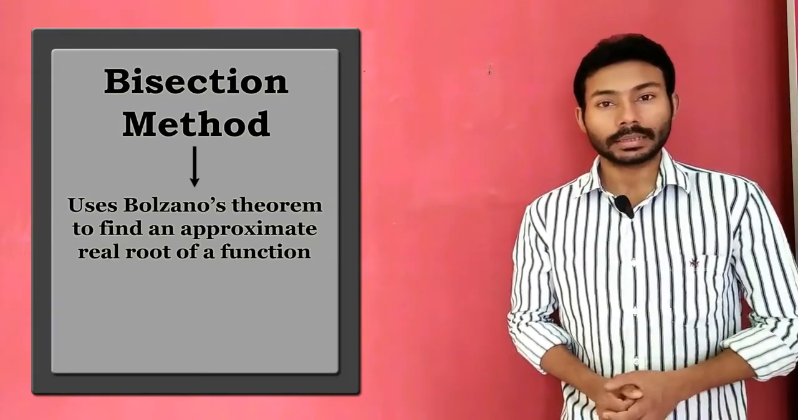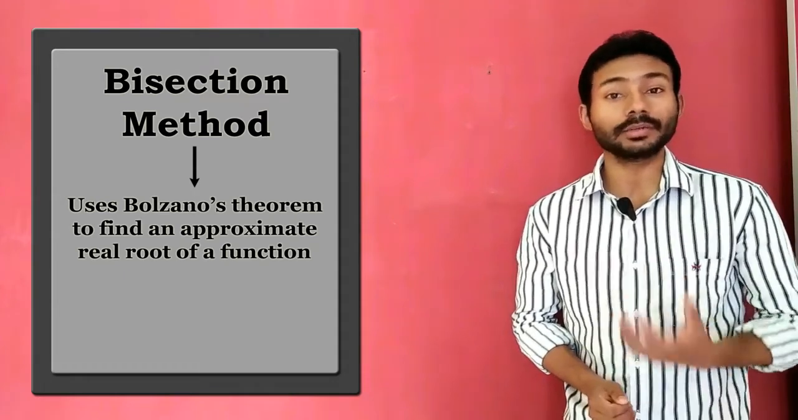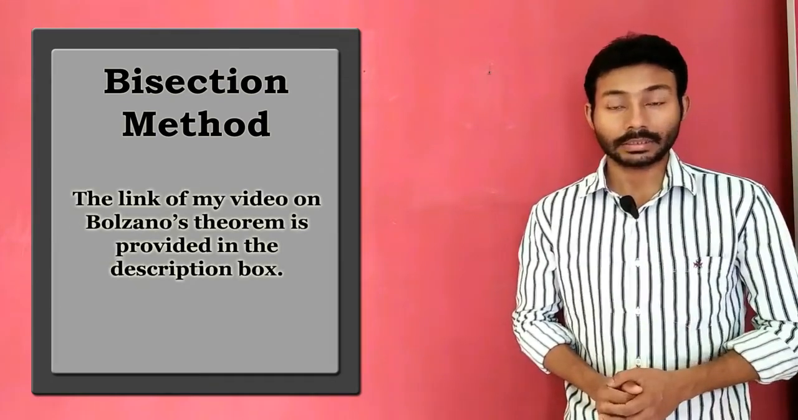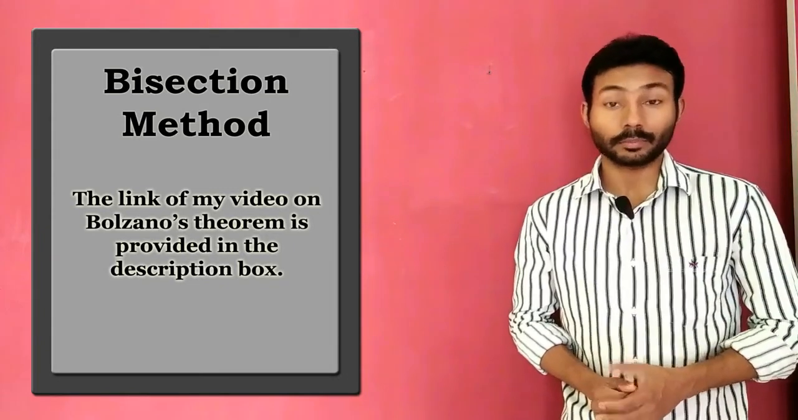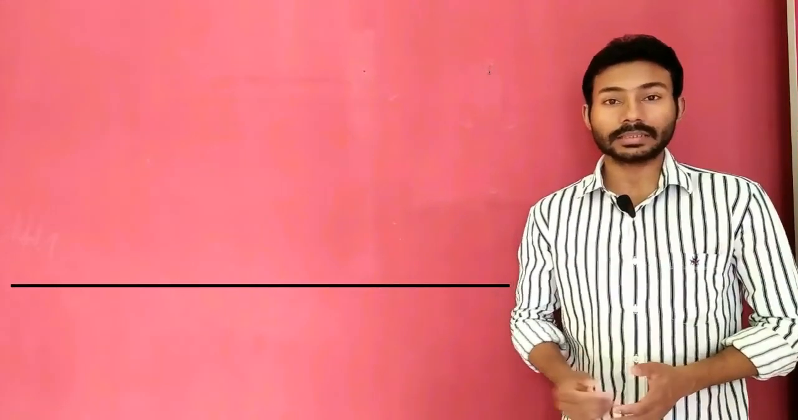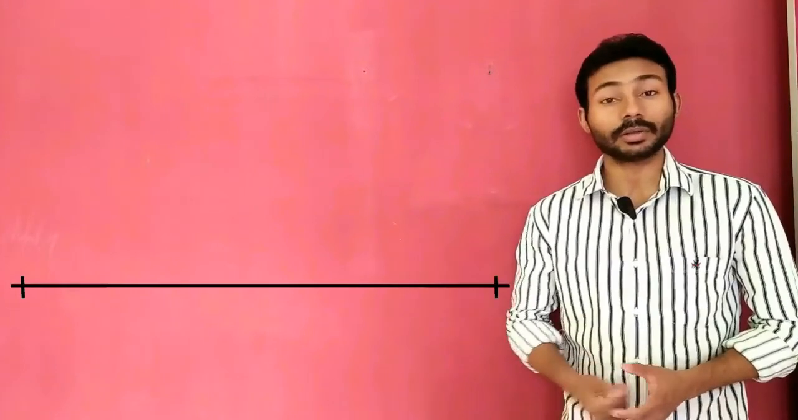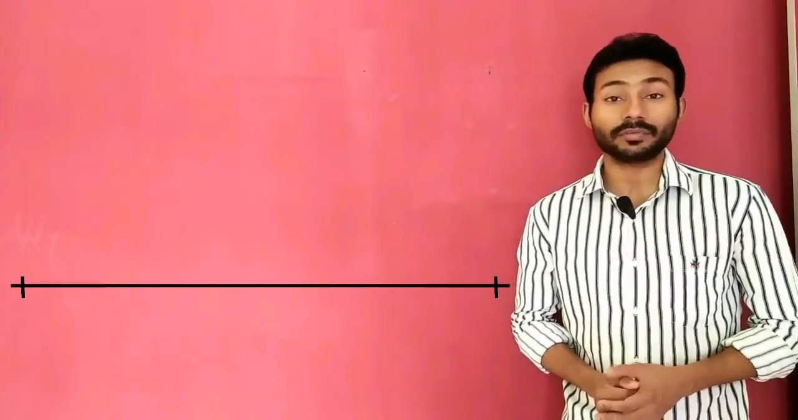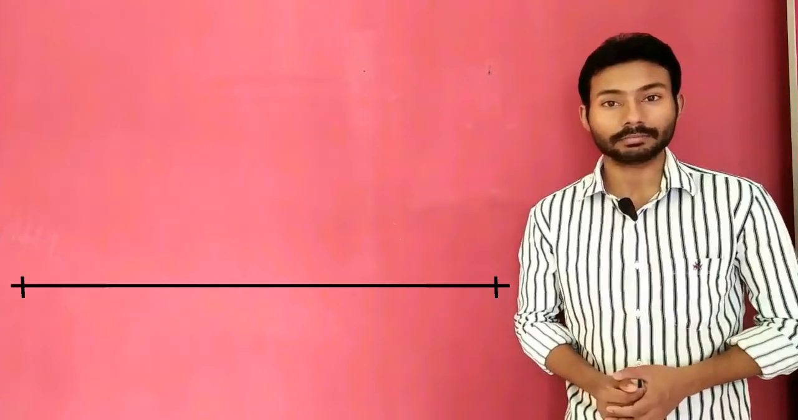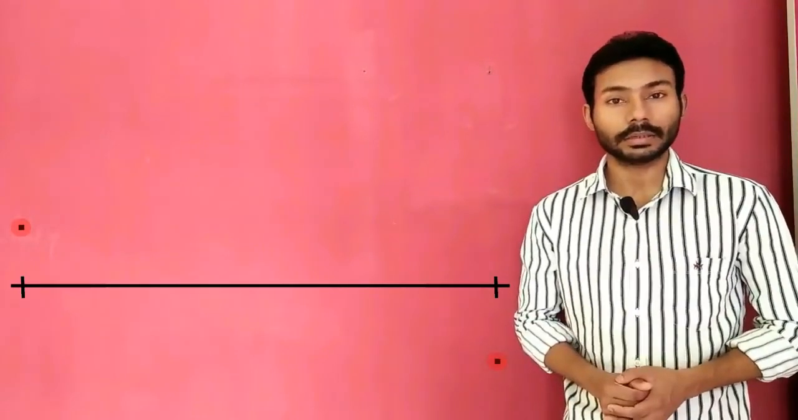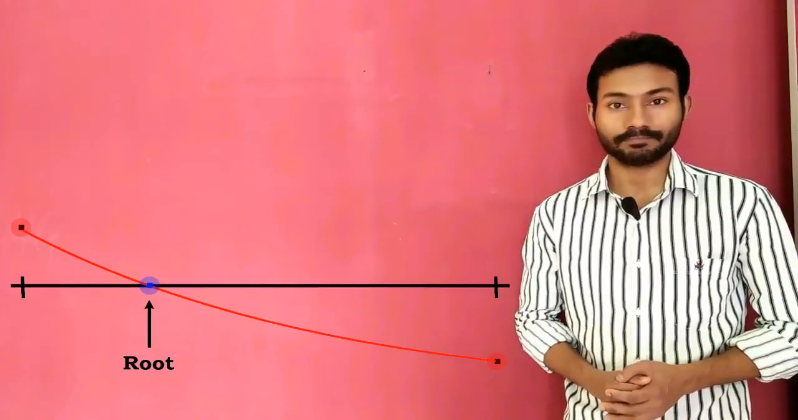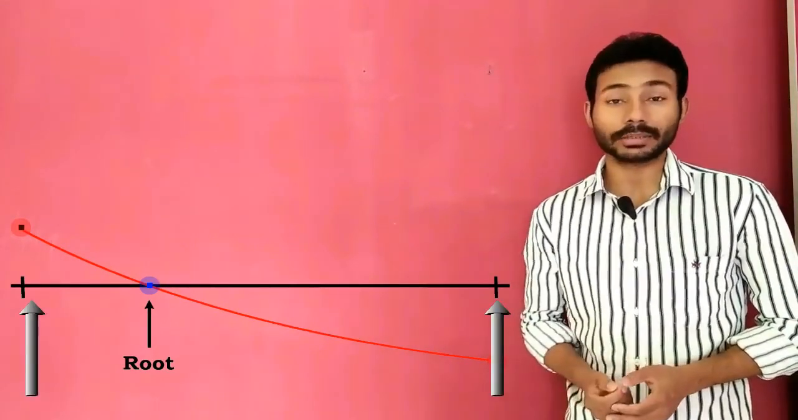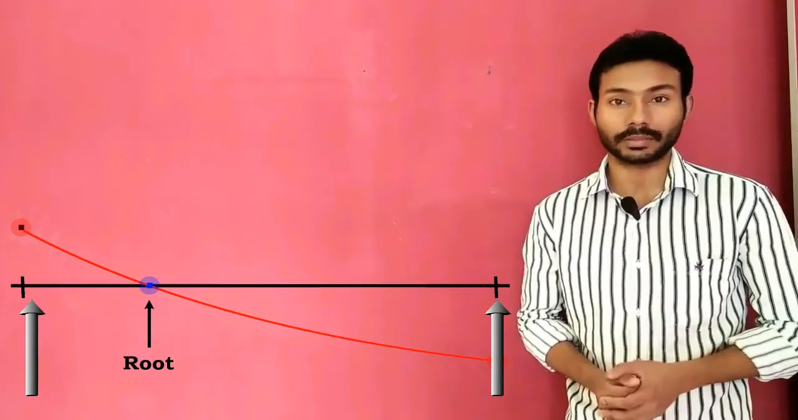In numerical analysis, the bisection method is a tool that helps us find an approximate real root of a given function. Bolzano's theorem forms the basic building block for the bisection method. Bolzano's theorem tells us that if we can somehow find two distinct points on the horizontal axis, corresponding to which the function takes values of opposite signs, one positive and the other negative, then a root of the given function must lie between those two distinct points. Finding these two distinct points is the first step involved in the bisection method.